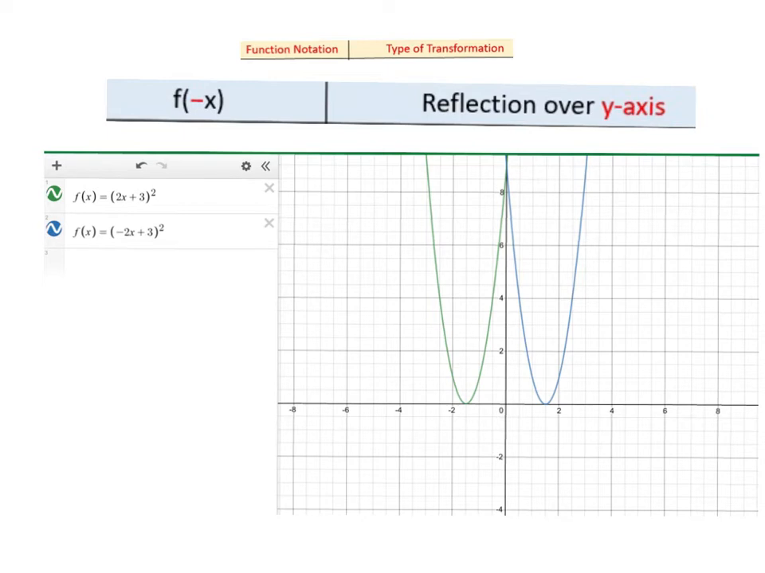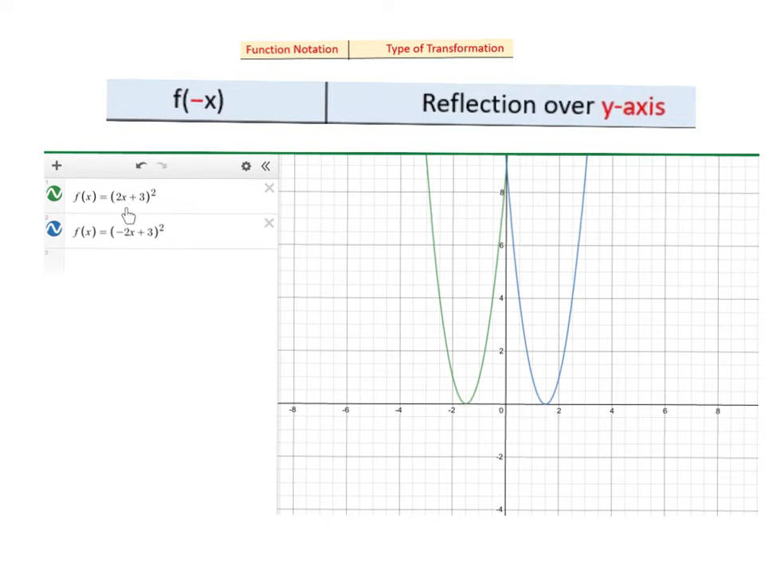Now, here's another reflection. However, the change is inside the parentheses, or we put a negative inside the parentheses. So when you negate something or you make it negative, then it's going to be a reflection. If it's inside, again, inside means horizontal change, so it's going to shift right or left, which means it reflects across the y-axis. There's actually no shift. It's a reflection, but because it's inside, it's horizontal. Horizontal reflection means it reflects across the y-axis, so this positive 3 solution became a negative 3 solution.